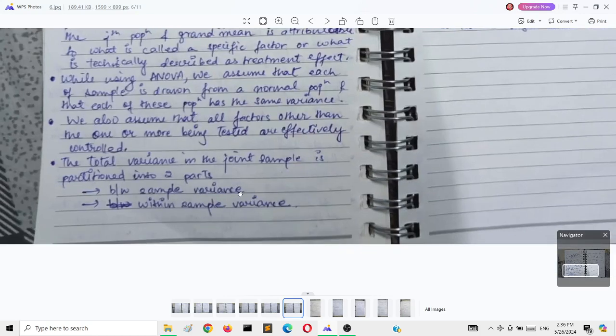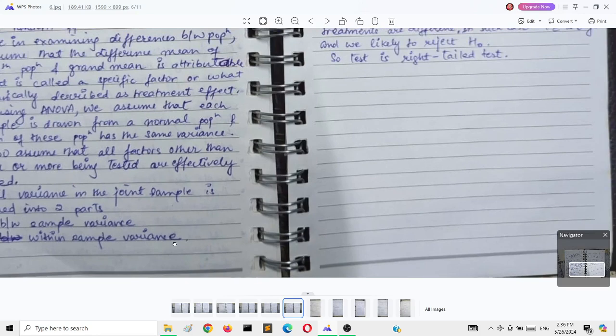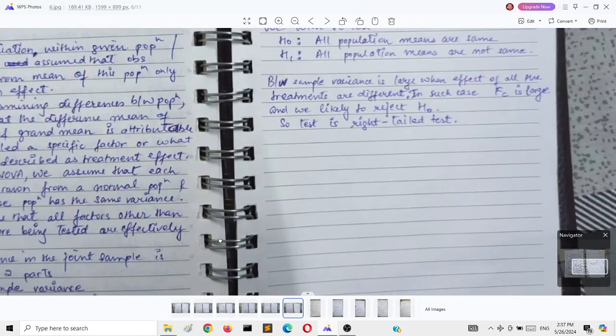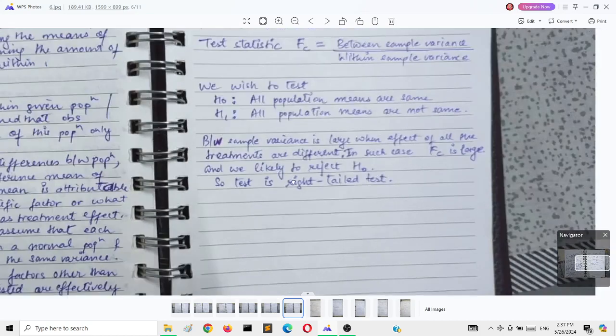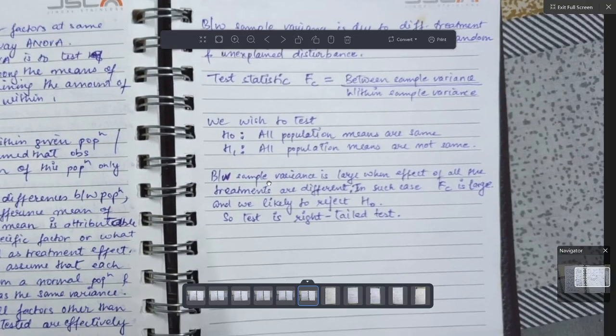The total variance in a sample is partitioned into two parts: between-sample variance and within-sample variance. The total variance is a combination of these: the first one is the between-sample variance, and the second one is the within-sample variance. This means that in a particular sample you are calculating the variance, and between two particular samples you are calculating the variance. So there are two components of variance in the total variance calculation in ANOVA.